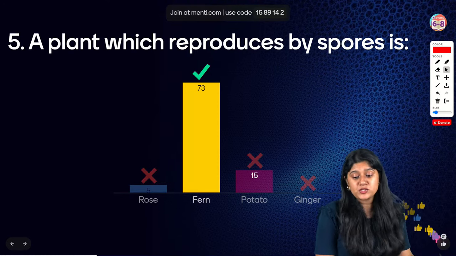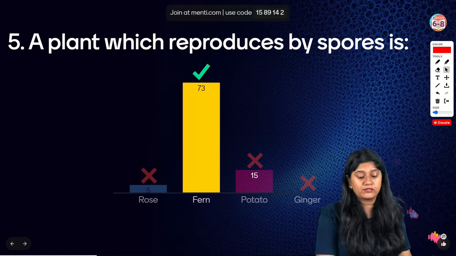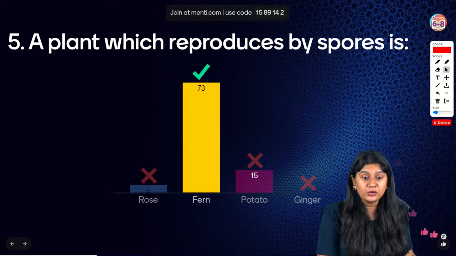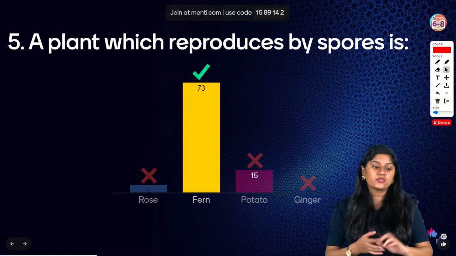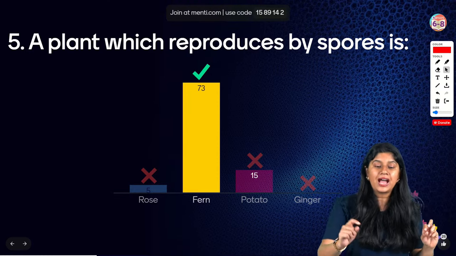The plant which reproduces by spores is fern. Absolutely correct, everyone. Fern is the correct answer. And 73 of you have voted for the correct answer. So if you talk about the fern, right, they have.